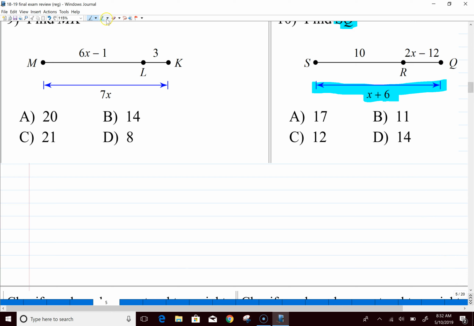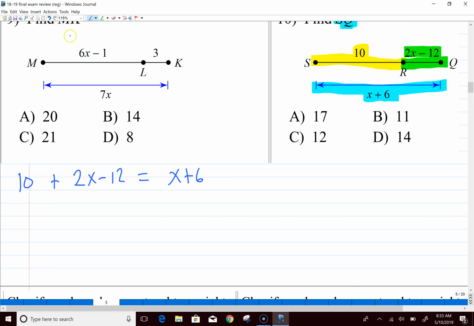Just like in the previous question, I'm going to get this part here, which is 10. And I'm going to add it to this part here, which is 2x minus 12, and put equals x plus 6. So it's going to be 10 plus 2x minus 12. And that's equal to x plus 6.